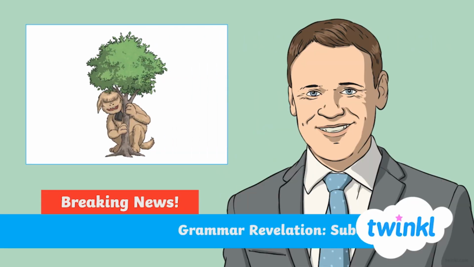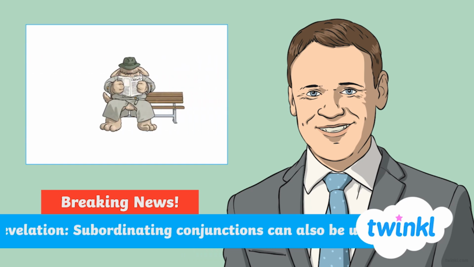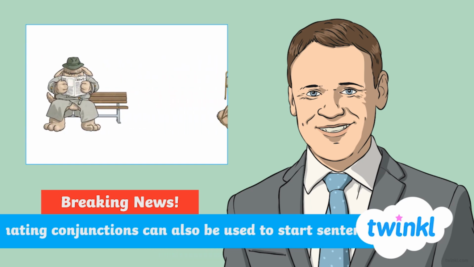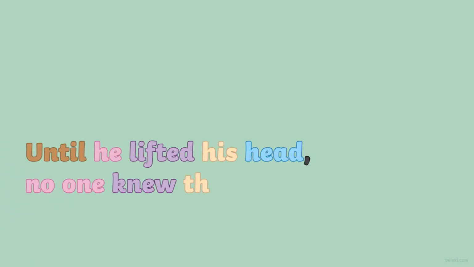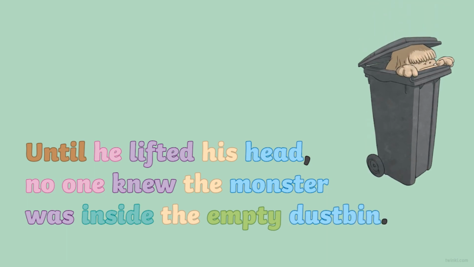SPAG-tastic TV now brings you an urgent newsflash. Did you know that subordinating conjunctions can be used in different places within a sentence? So far, our lovable friend the wabub has helped us to create sentences where the subordinate clause has always come after the main clause. But look at this multi-clause complex sentence. What do you notice? Until he lifted his head, no one knew the monster was inside the empty dustbin.